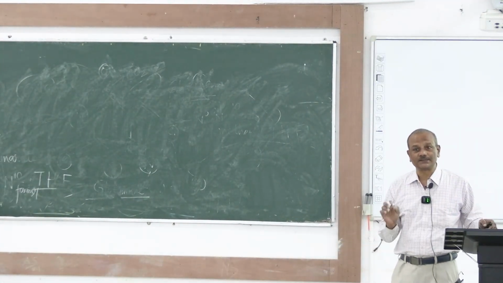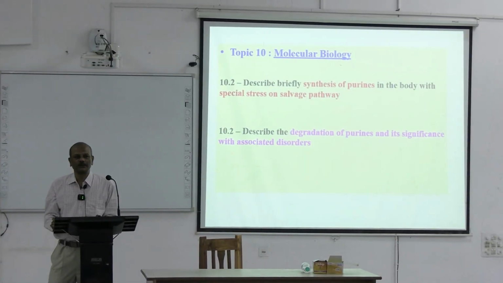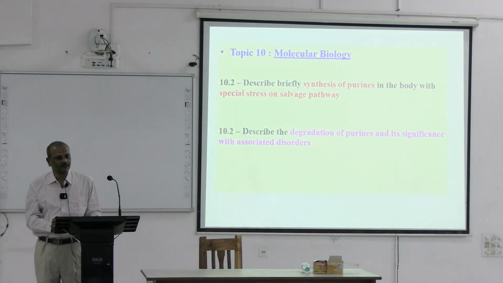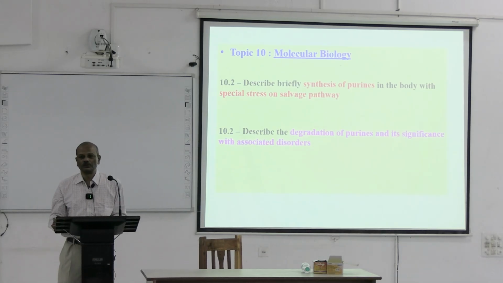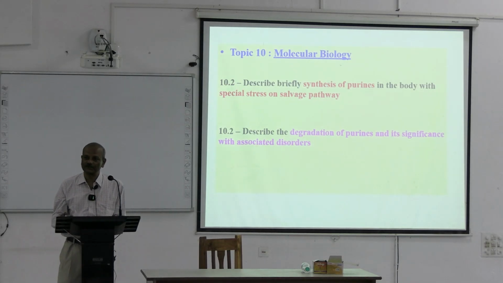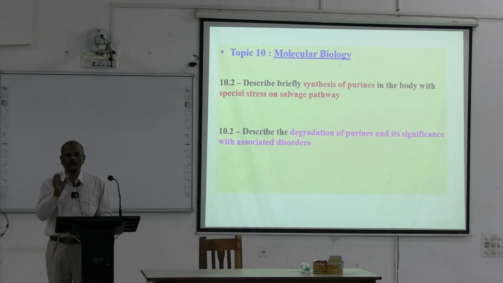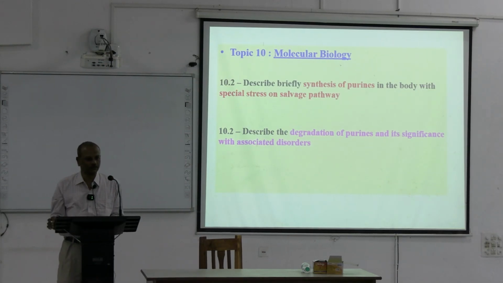Because purines as such are not required. So purines, there is adenine and guanine. You know that NAD, NADP, FAD, FADH2, these are used as coenzymes. Cyclic AMP, cyclic GMP, they are regulators of metabolism. They also act as second messengers of hormones. So basically, we require something in nucleotide form, not exactly in purine form.